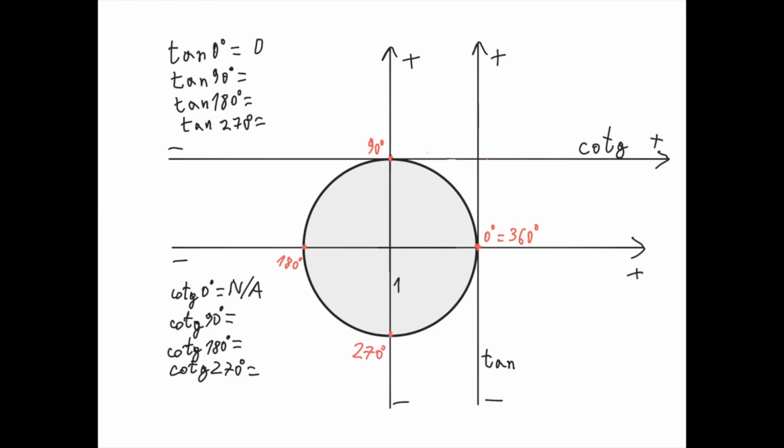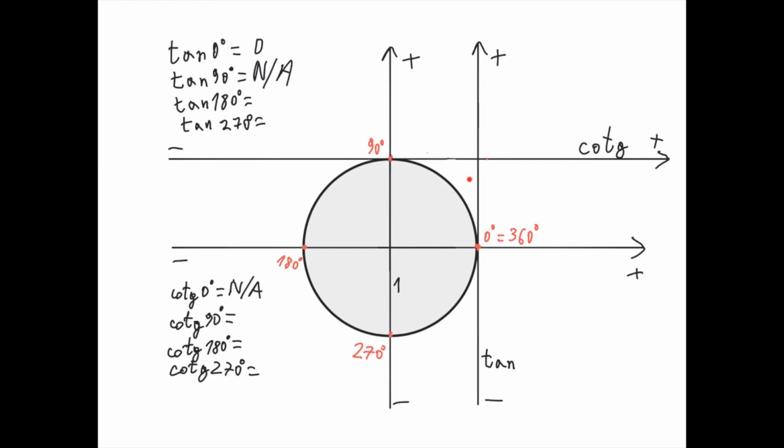Therefore, the tangent of any angle between 0 and 90 degrees is positive, and tangent of 90 degrees is not defined. What about the cotangent? For small angles, for example, for 1 degree angle, the cotangent would be really, really large because the line would intersect the cotangent axis somewhere far.